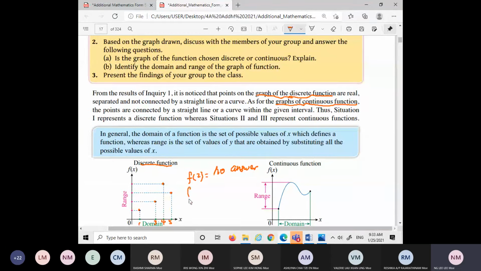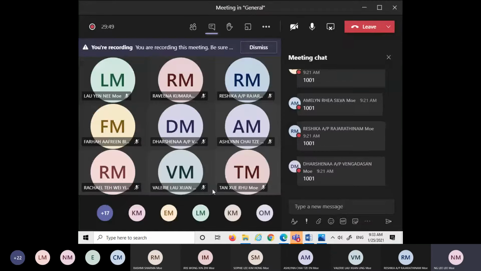Another example. How about this? 4.5. I wait for a while. What's the answer?